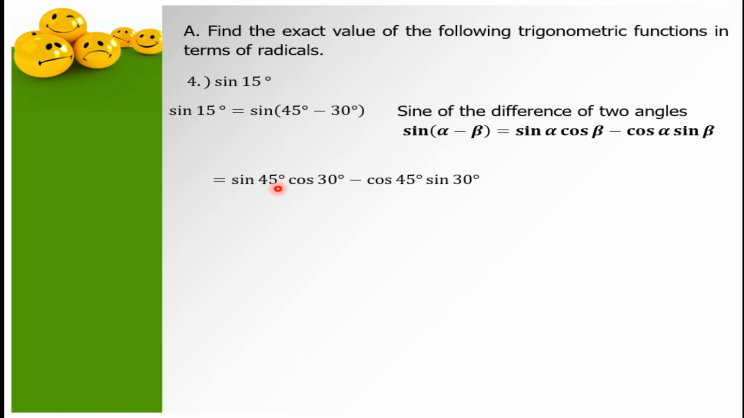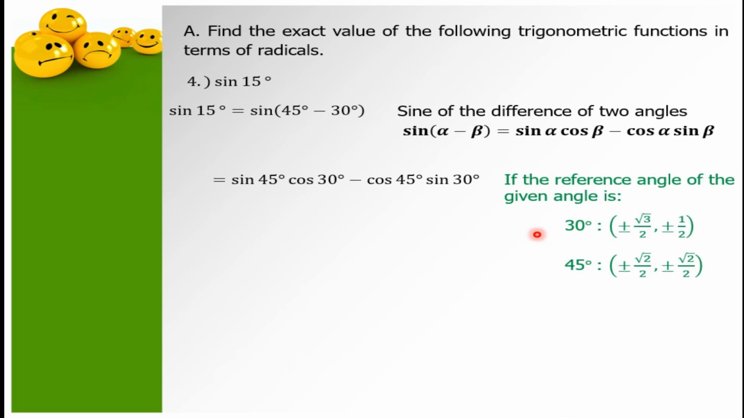So the reference angle of 45 degrees is still 45 degrees, and also the 30 degree angle has a reference angle of 30 degrees. So these are the possible coordinates. Since the 45 degree angle and 30 degree angle terminal sides are in the first quadrant, lahat ng coordinates are all positive. Okay? So we have here sine 45, that corresponds to y, so square root of 2 over 2. Cosine 30, that corresponds to the x-coordinate, square root of 3 over 2, minus cosine 45, that corresponds to the x-coordinate of 45 degree reference angle, that is square root of 2 over 2, and sine 30, that is y-coordinate, 1/2.